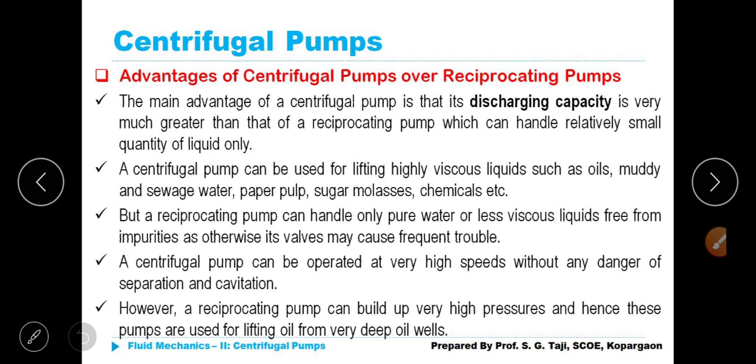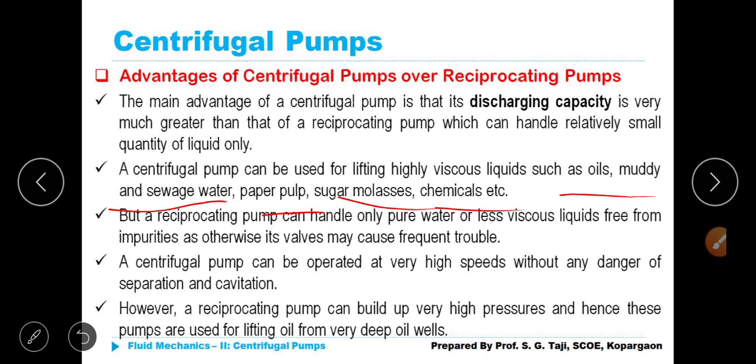Advantages of centrifugal pump over reciprocating pumps. The main advantage of centrifugal pump is that its discharging capacity is very much greater than reciprocating. It can be used for lifting highly viscous liquids such as oils, as I have already told, muddy and sewage water, paper pulp, sugar molasses, chemicals, etc.